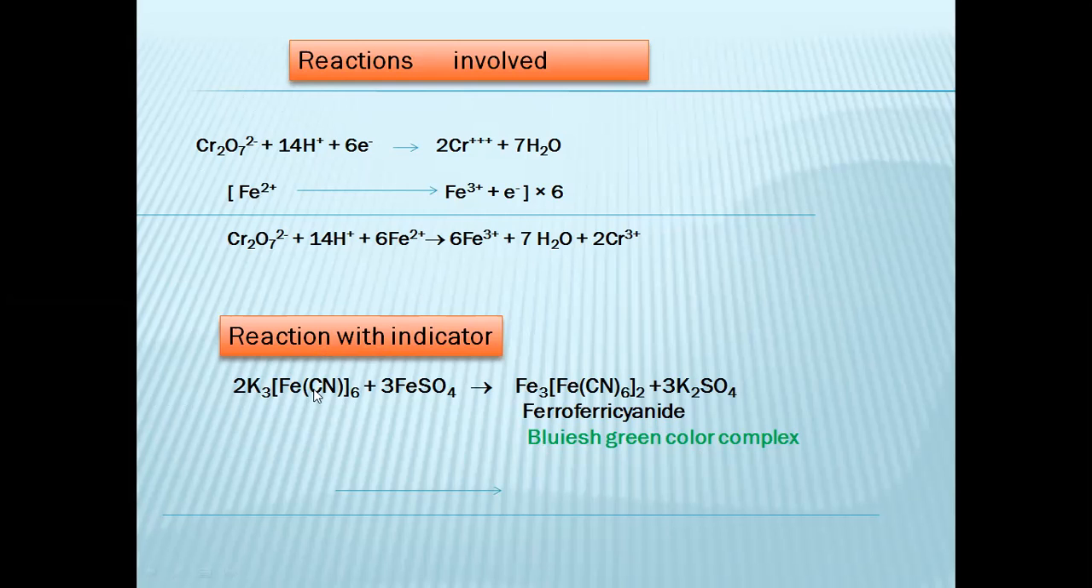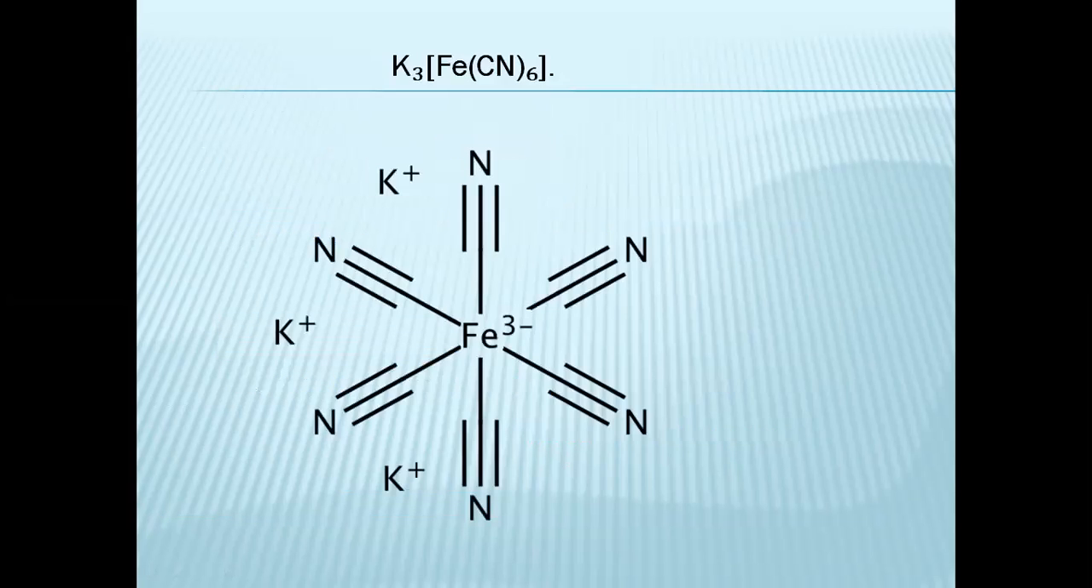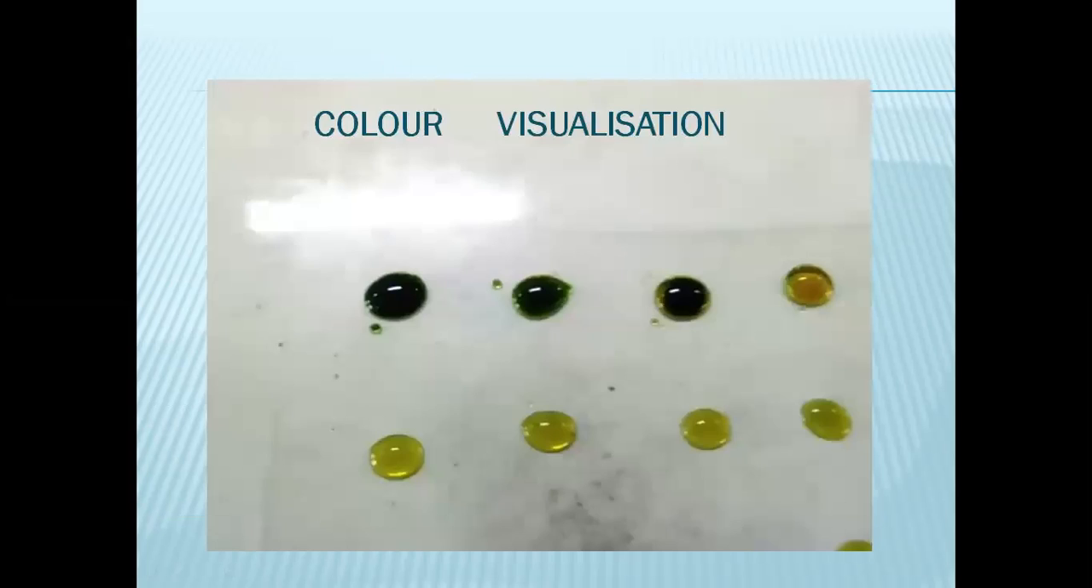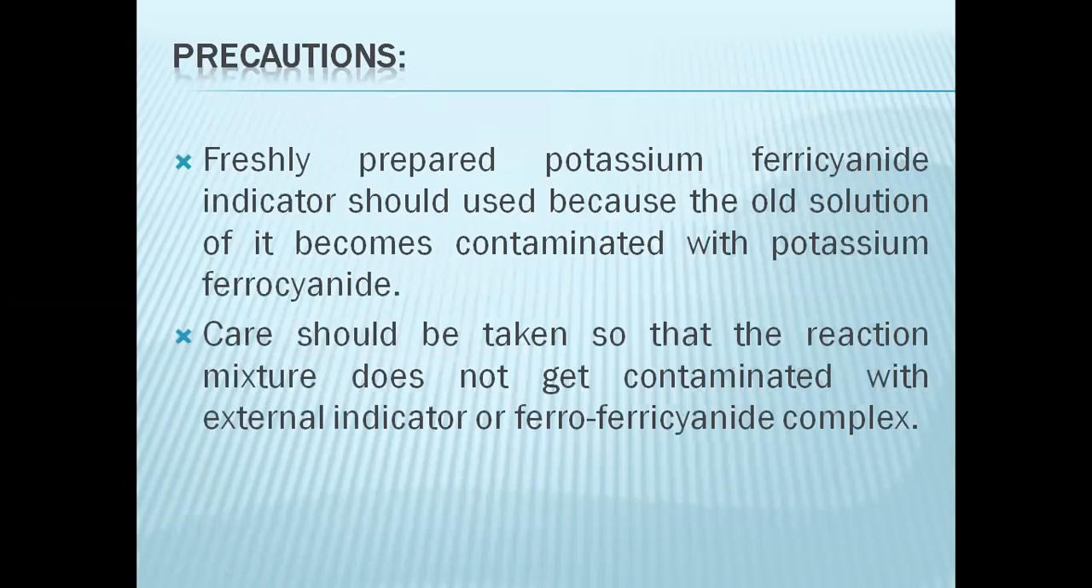In your conical flask, you will have Mohr's salt solution, and you are titrating against K2Cr2O7. See what happens here. The ferrous will be oxidized to ferric. When all the ferrous is oxidized to ferric, you won't get this ferroferricyanide complex, and that will be the end point.